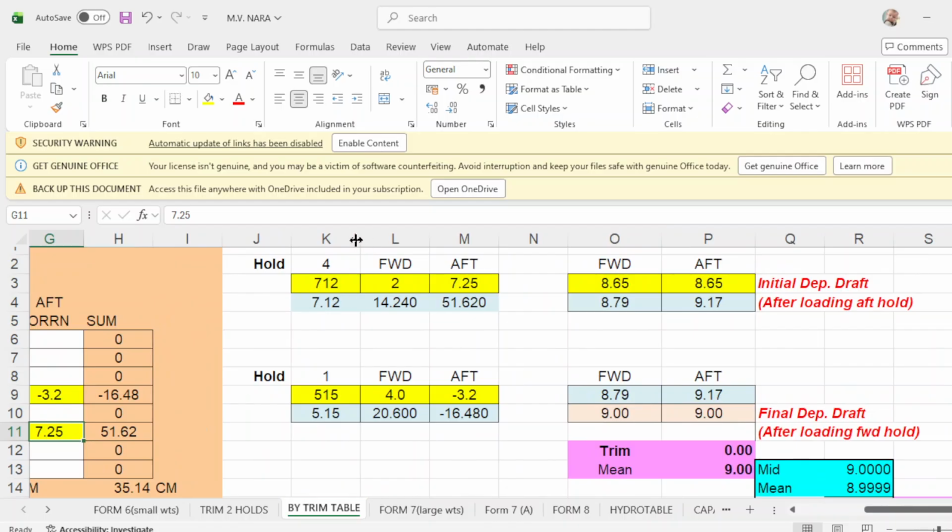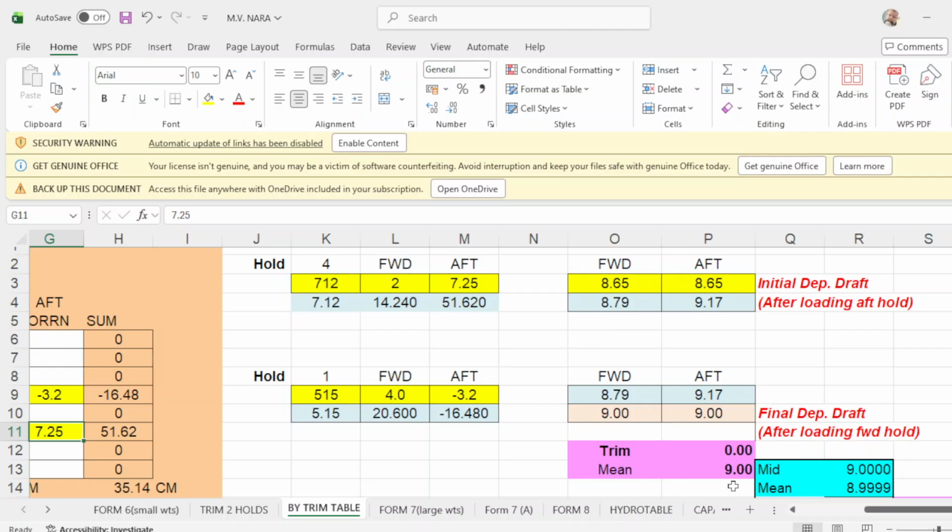After loading hole number 4 of 712, this will be your initial drop. After loading 712, forward will be 8.79, up will be 9.17. Carry this one down. Then you load in hole number 1. After loading 515, your drop with forward will be 9 meters, up will be 9 meters.